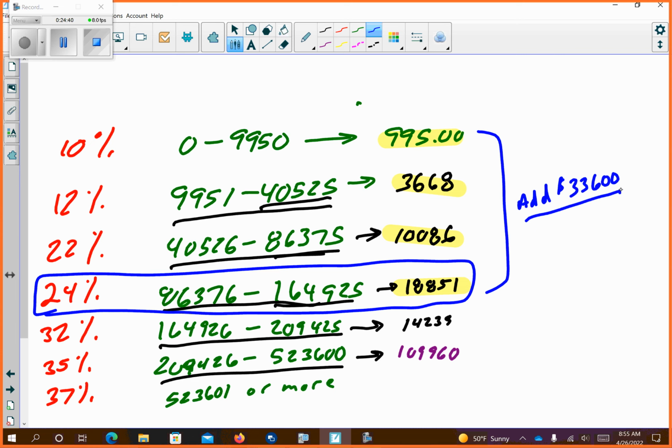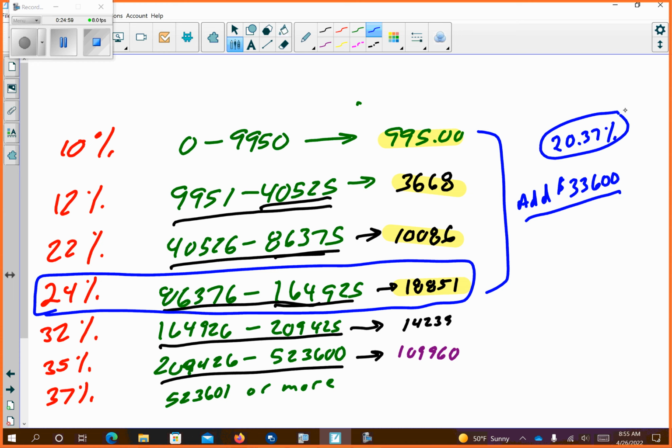So, someone do me a favor. Go 33,600 divided by 164,925. That's what I got. 20.37%.